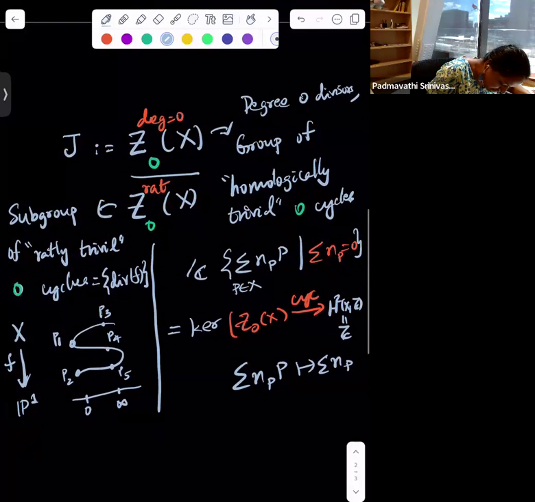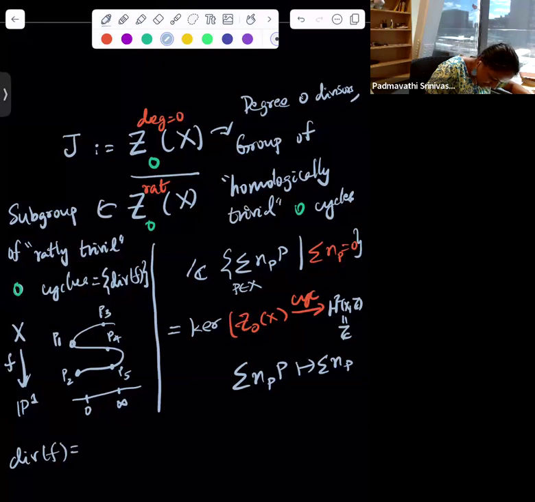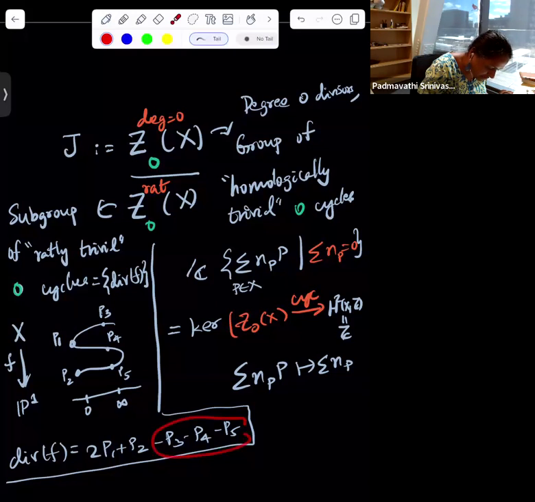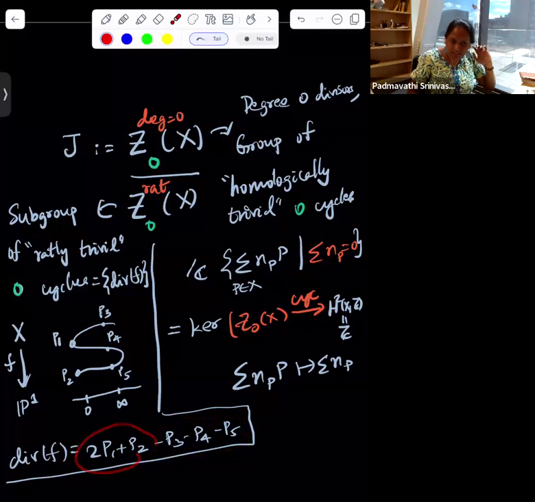So the divisor of this function from my picture is just things like 2p1 plus p2 minus p3 minus p4 minus p5, right? So we are saying we're looking at collections of points which can be deformed to each other along a map to p1, right? So you imagine that this collection of three points is being deformed with this collection of three points.